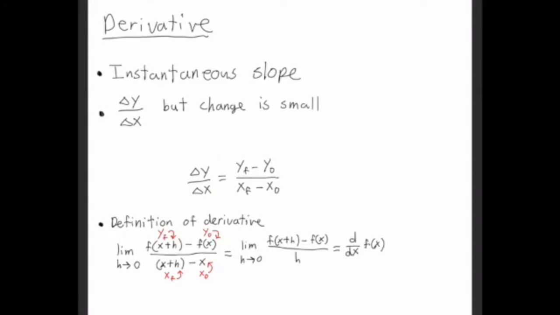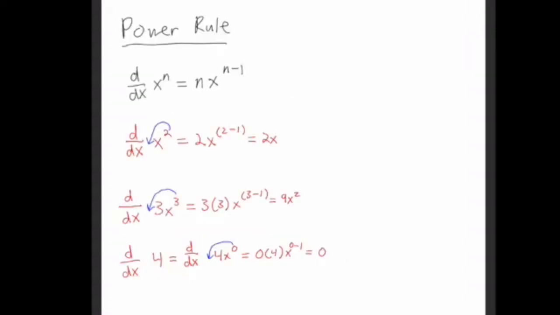So a derivative is an instantaneous slope. It's change in y over change in x, but the change is very small. So here's a definition of a derivative, where f of x plus h is the final y minus f of x, which is the initial y, over the final x minus the initial x, and you get the definition of a derivative here.